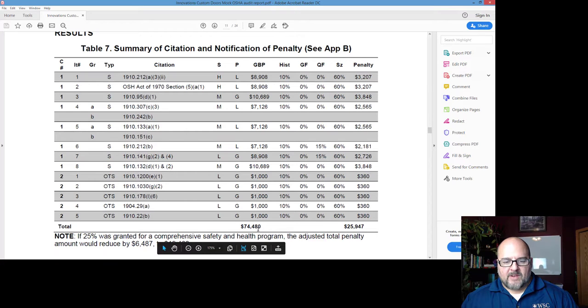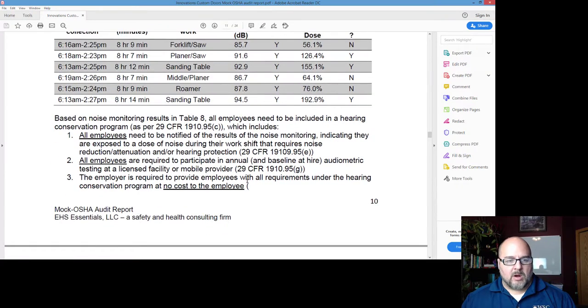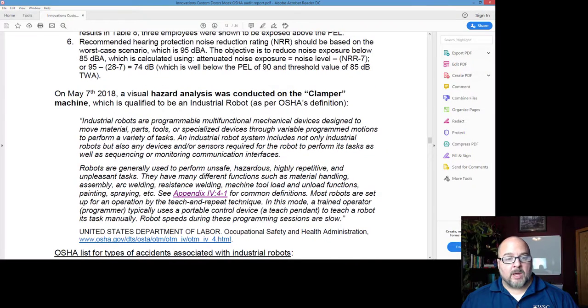So the gravity base was 75,000 basically. They got one, it was 26 after it. Here's the shift sampling. Hearing conservation program, yes. So they were over the 85 or above the 90. Three were above the 90, which now requires that they wear hearing protection. And I helped them, and they actually did put it in place right away.